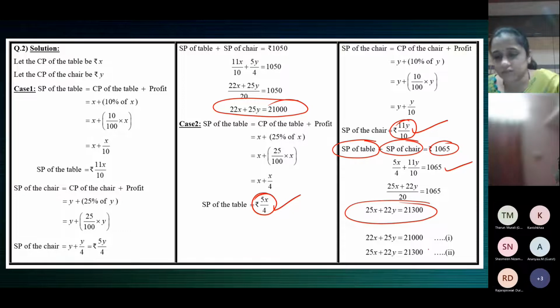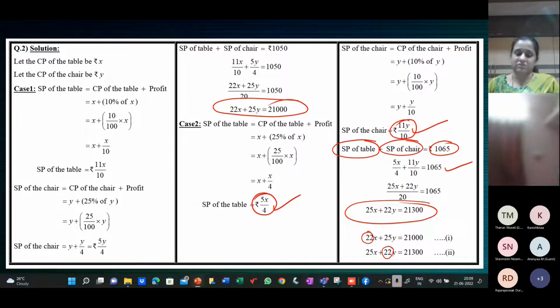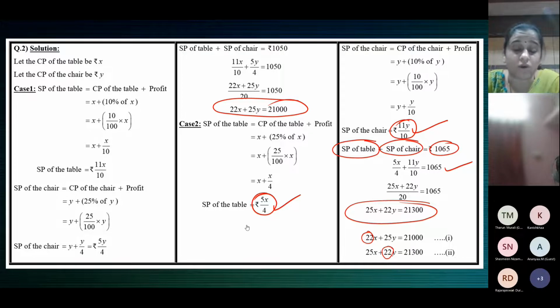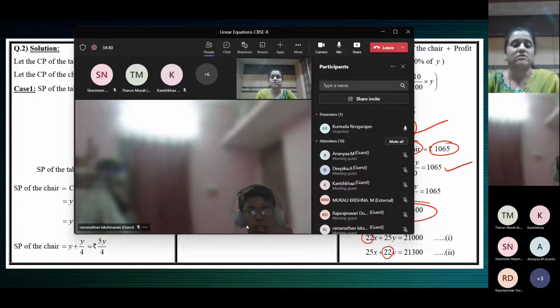Now, if you look at these two equations, you can see the coefficients of X and Y. Children, cross multiplication method has been deleted this year. Last year also it was deleted. It was removed from the syllabus for last year as well as this year. So your teacher may not award you marks if you solve it that way.